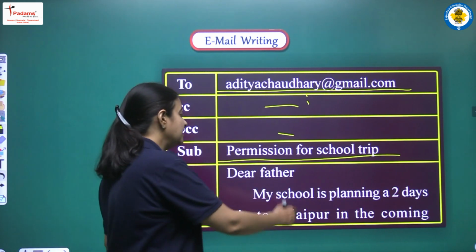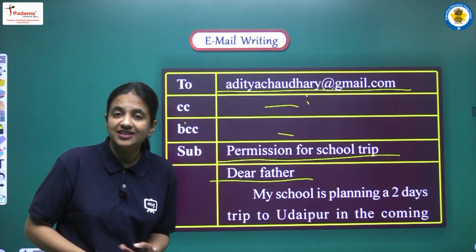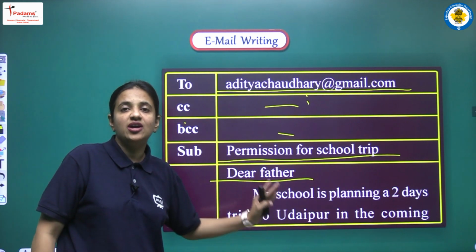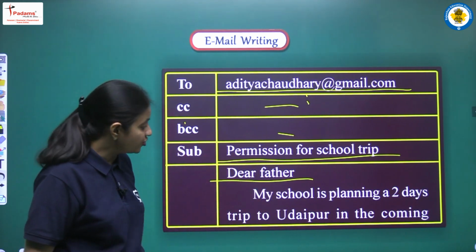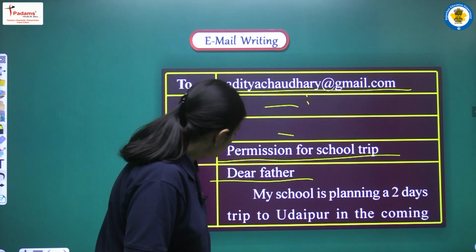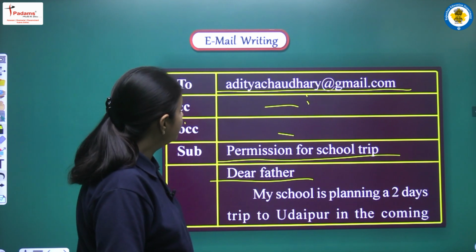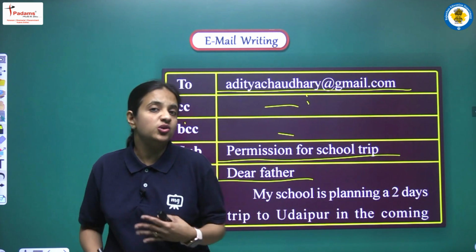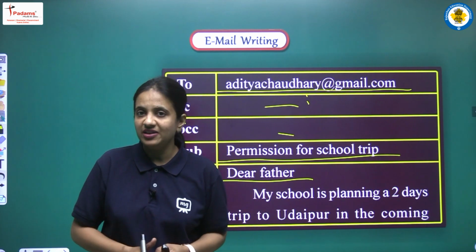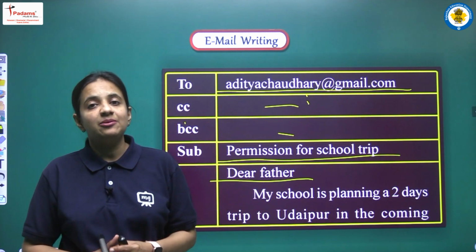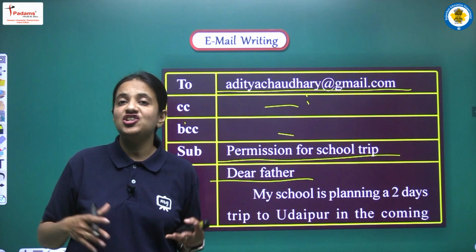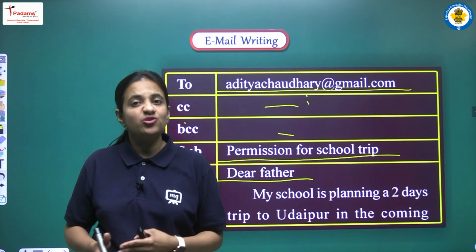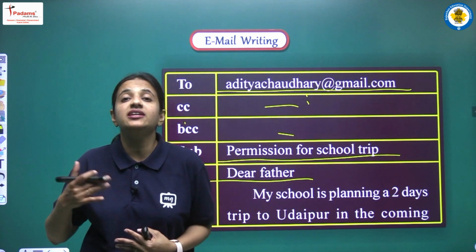First of all we write Dear Father, so we address our father. Now, without making unnecessary sentences, we have to come to the point directly. So let's see how we can write. My school is planning a 2-day trip to Udaipur in the coming month. Students, in the question we have only this much detail, that the school trip is going to Udaipur. But now when we are writing the email, we have to add some additional things also, because obviously when a school trip is going, we have to inform our father, our parents, how many days the school trip is, right?